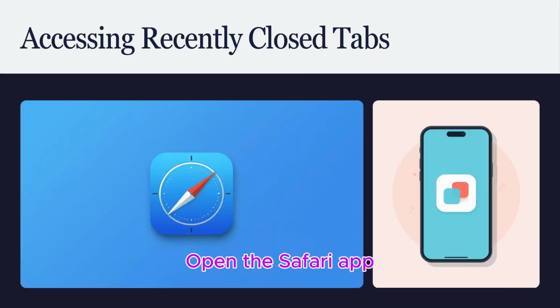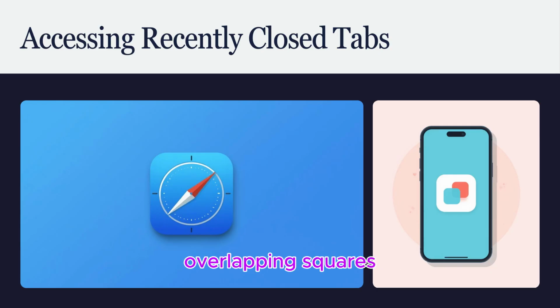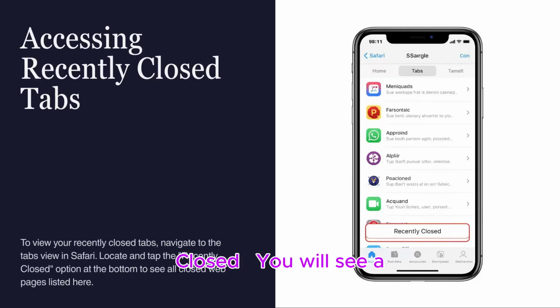Open the Safari app, tap the tabs icon in the bottom right, which looks like two overlapping squares. At the bottom of the tabs view, tap Recently Closed. You will see a list of all the web pages you've closed recently.